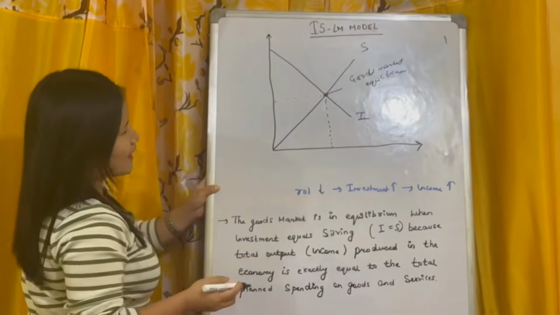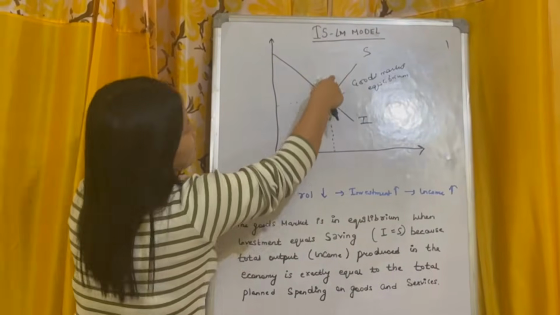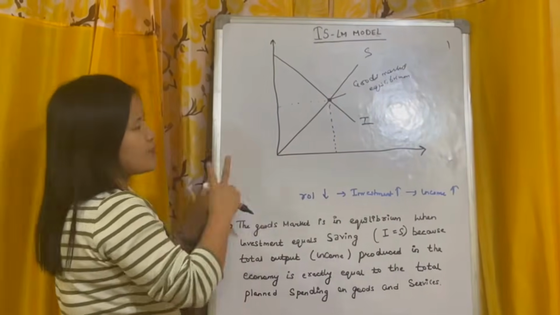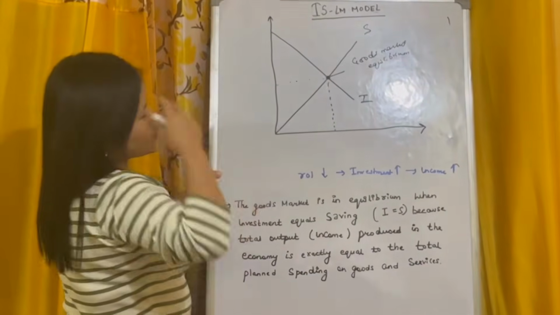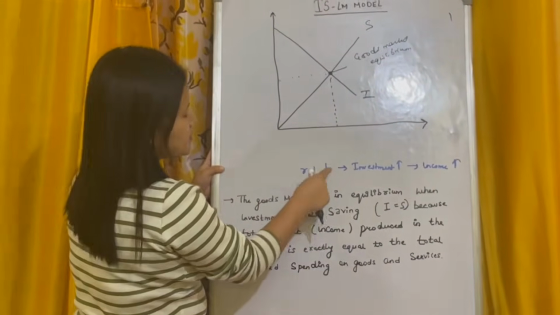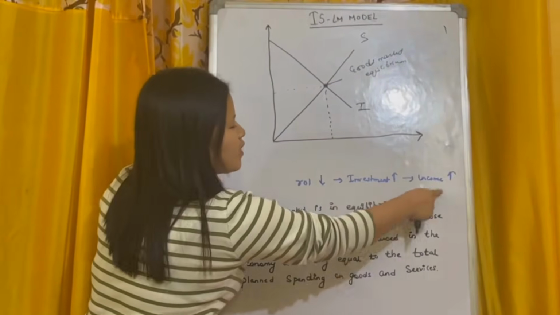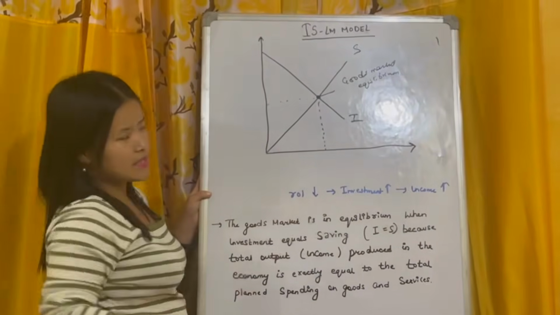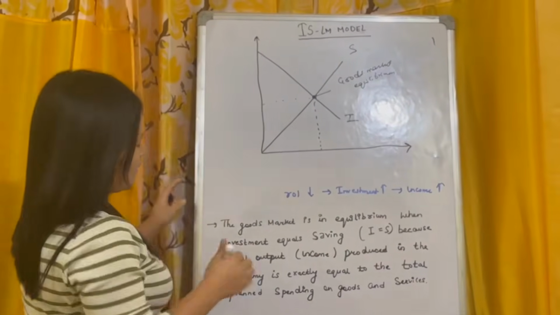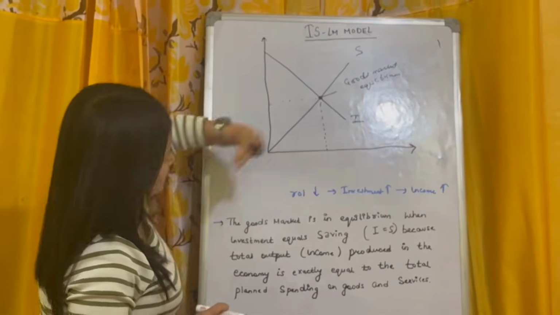We have understood why investment is downward sloping and why saving is upward sloping. When the rate of interest decreases, investment increases, and at the same time income also increases and saving also increases. So saving is upward sloping and investment is downward sloping. There is a goods market equilibrium point between investment and saving.